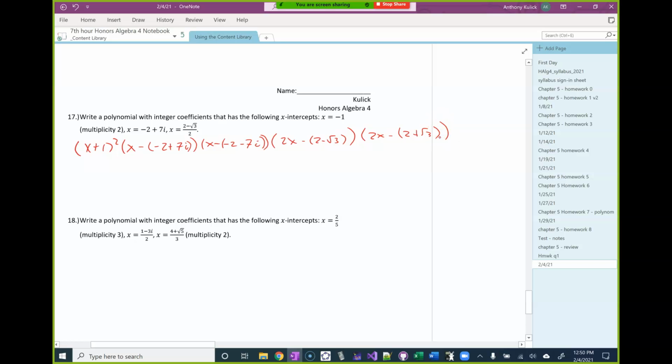x squared plus 2x plus 7ix plus 2x minus 7ix, and then plus negative 2 squared minus 7i squared. And that's going to give me x squared plus 4x, and that's 4 minus a negative 49, so that's 53.